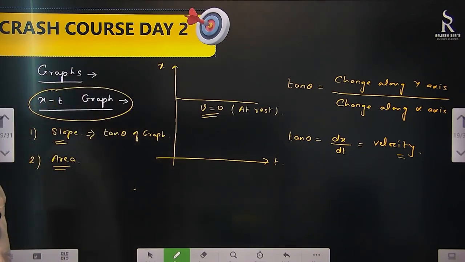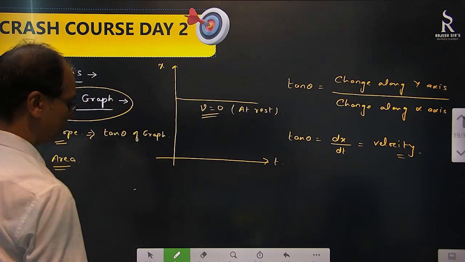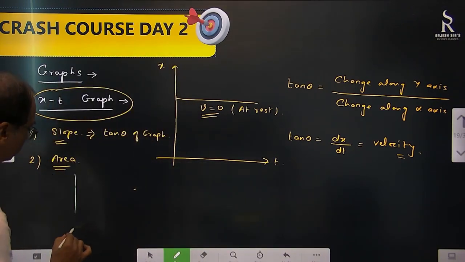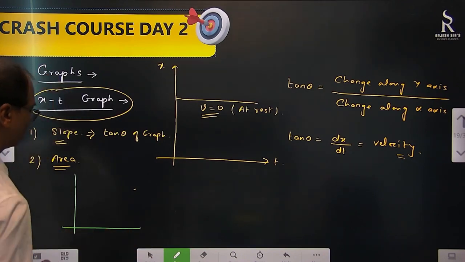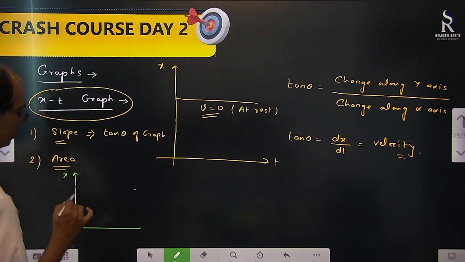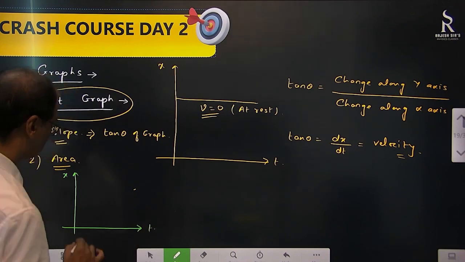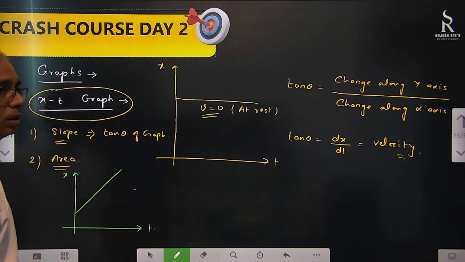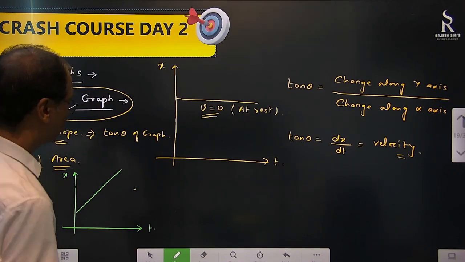At rest. Okay, so this graph shows you that the particle is at rest. So okay, fine. Then another graph we'll make here. Okay, same x-t, and this time we'll make it like this. This is the graph. Now what can we say in this one?